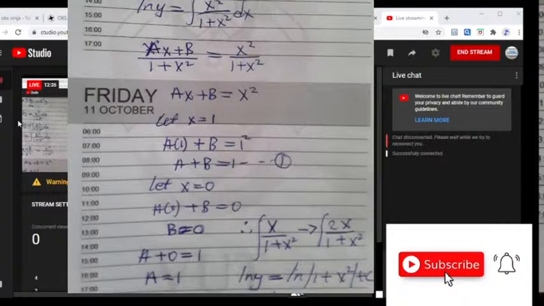Then here there is a problem. A lot of people find it challenging because when they differentiate the bottom, 1 plus x squared, they don't get the numerator. But when you differentiate x squared, you are going to get 2x, which means you just have to add a 2 on the numerator, which is going to give you 2x over 1 plus x squared.